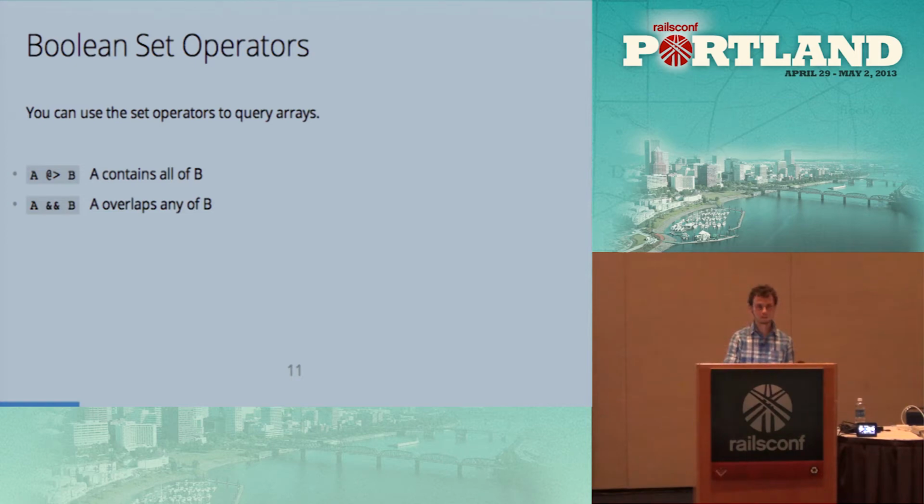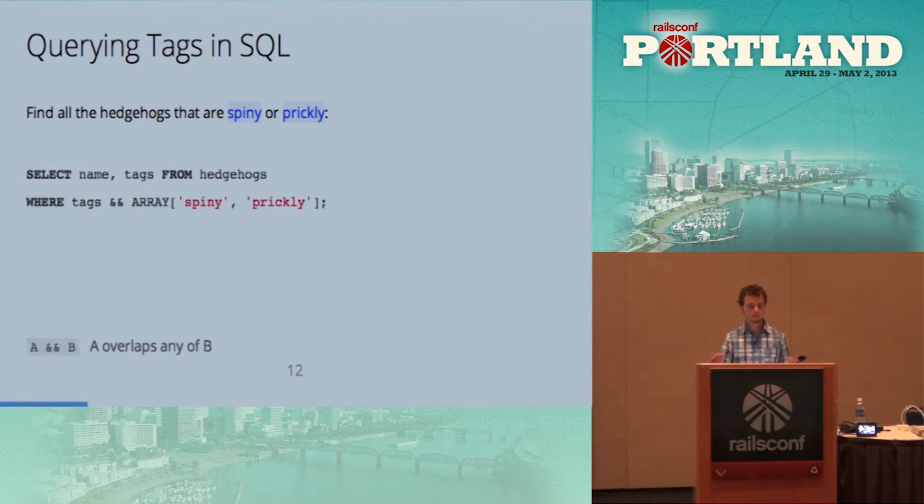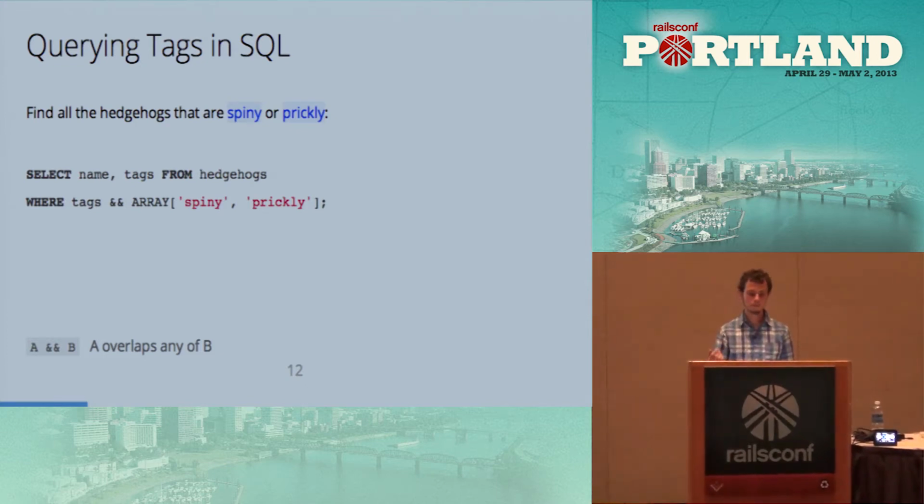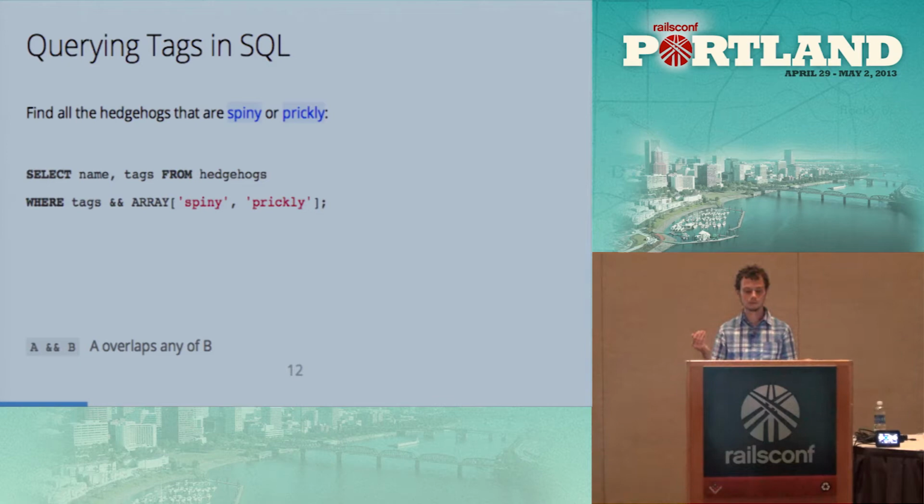How are we going to use this to implement tagging? It's pretty straightforward. If we wanted to find all the hedgehogs in our social network who are both spiny or prickly, we just need to look at all the hedgehogs' tags and find out which tags overlap with the array spiny and prickly.